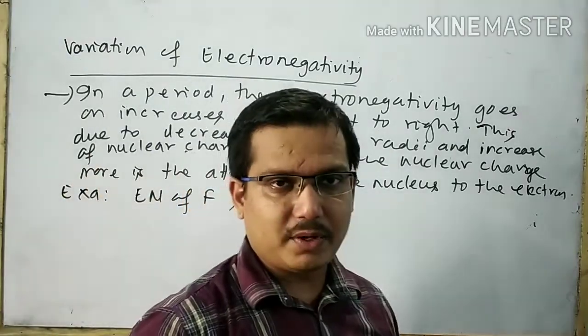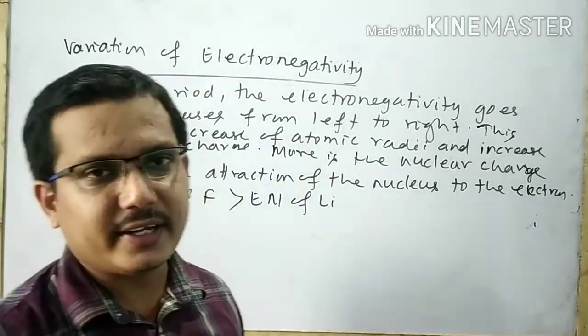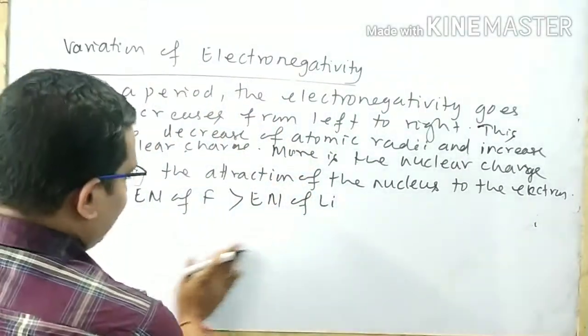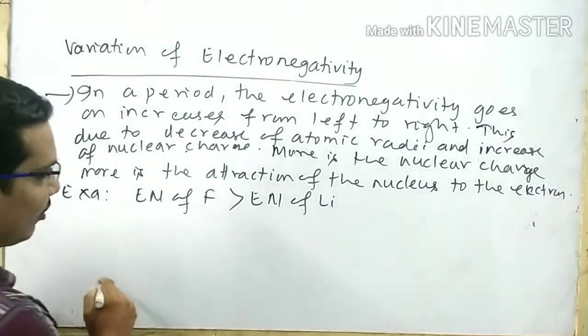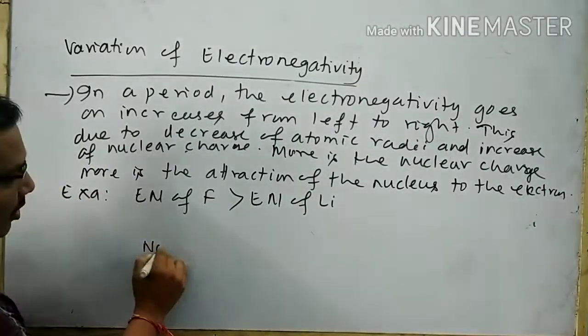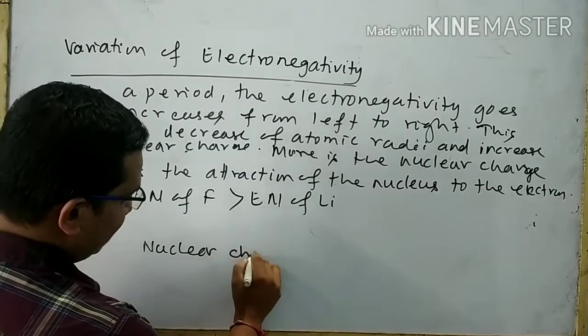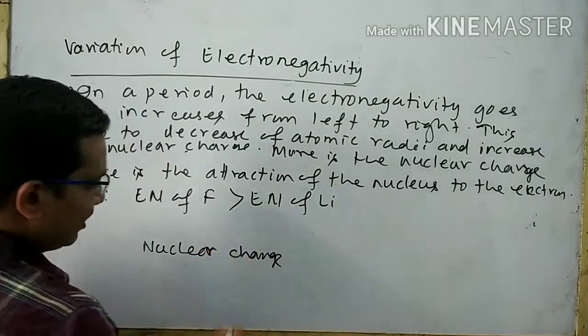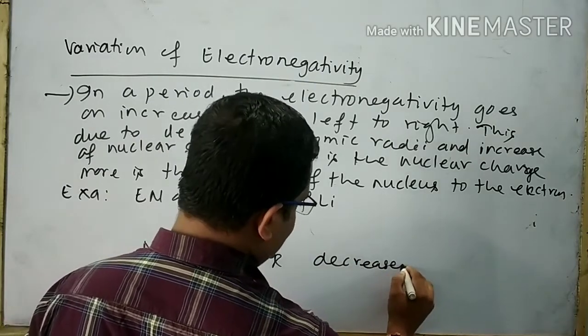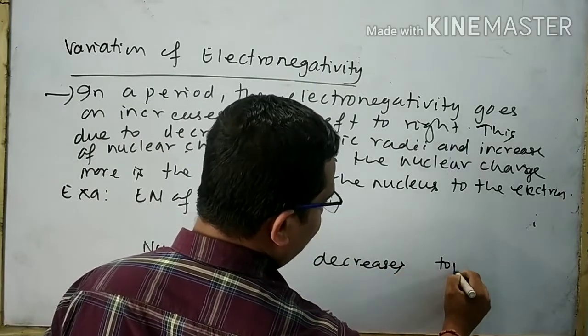Now I will discuss the variation of electronegativity along a group. We know that in a group, the atomic radius goes on increasing from top to bottom. As a result, the nuclear attraction goes on decreasing from top to bottom.